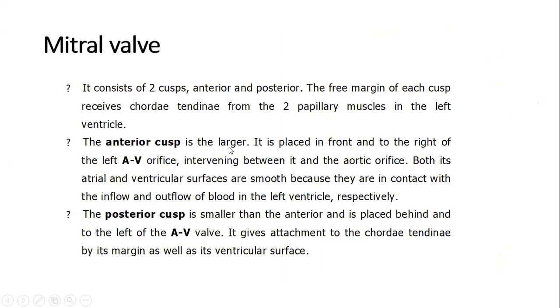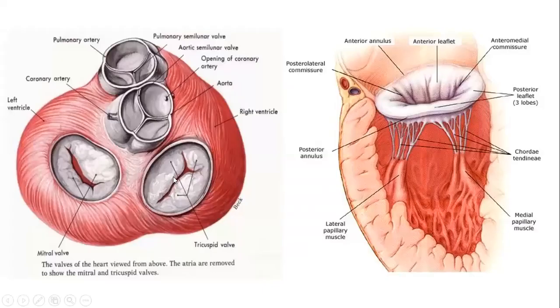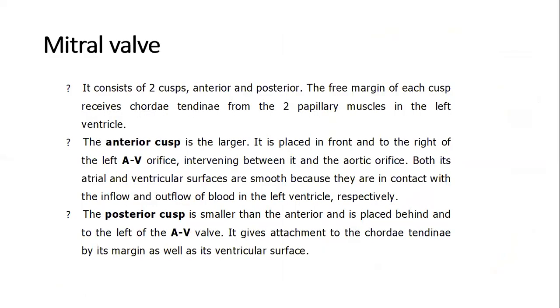The anterior cusp is larger and it is placed in front and to the right of the left atrioventricular orifice. If you see, one is larger compared to the other. So the anterior will be larger compared to the posterior. And it is placed in front and to the right of the atrioventricular orifice, and intervenes between it and the aortic orifice. So this anterior cusp will be intervening between the AV orifice and the aortic orifice.